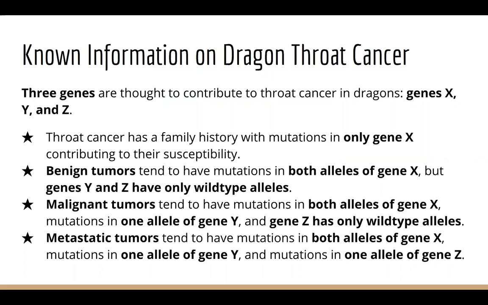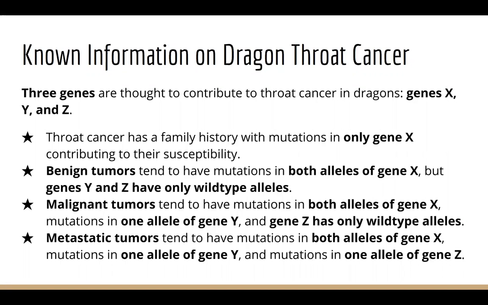Throat cancer has a family history with mutations in only gene X contributing to their susceptibility. Benign tumors tend to have mutations in both alleles of gene X, but genes Y and Z have only wild-type alleles. Malignant tumors tend to have mutations in both alleles of gene X, mutations in one allele of gene Y, and gene Z has only wild-type alleles.